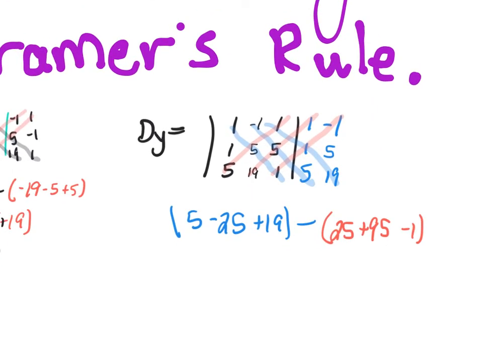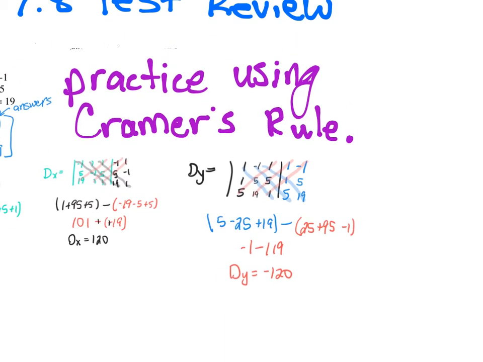So now we'll just do our simple calculations. 5 minus 25 plus 19 is negative 1. Minus 25 plus 95 minus 1 is 119. So this will give me D sub y is negative 1 minus 119, which will give me negative 120. And now we're going to find D sub z.